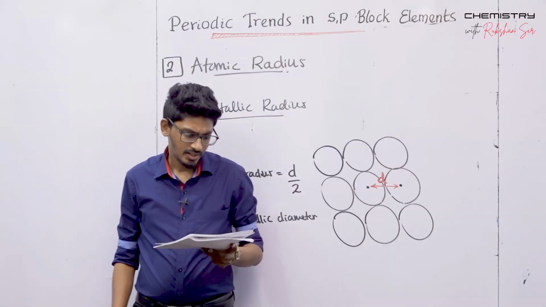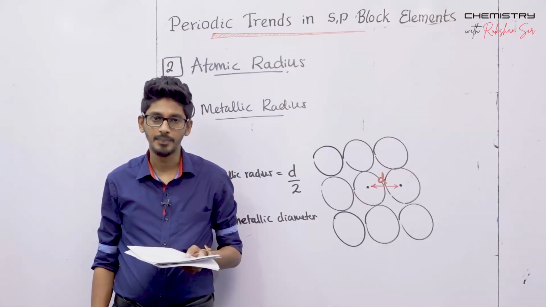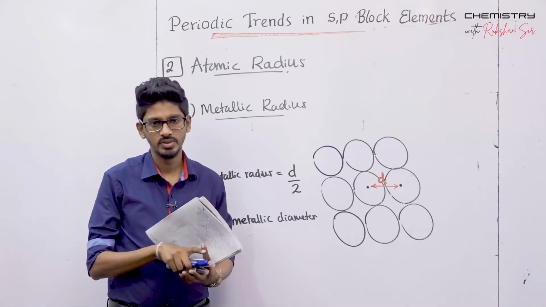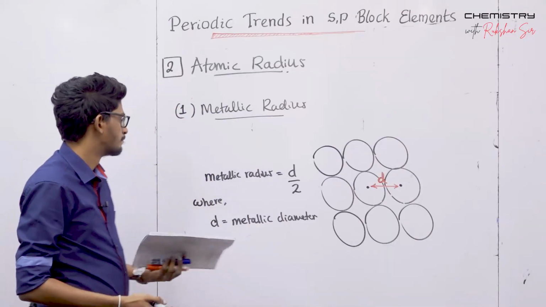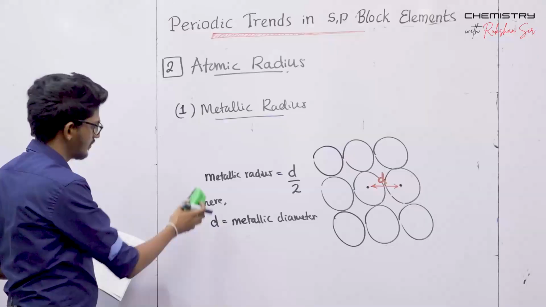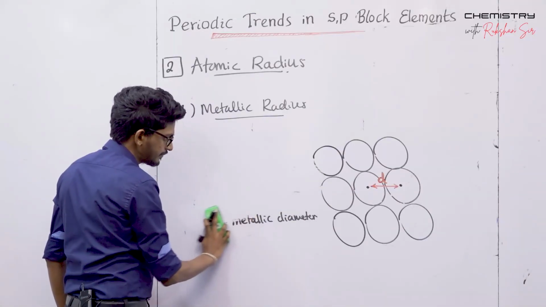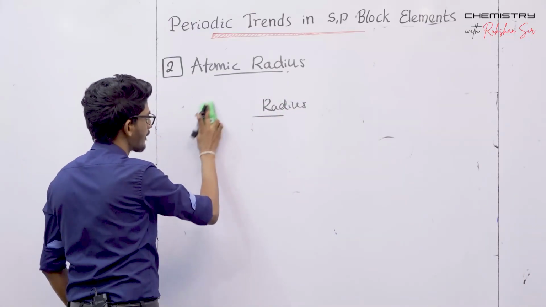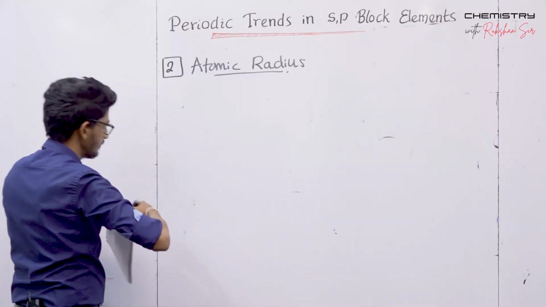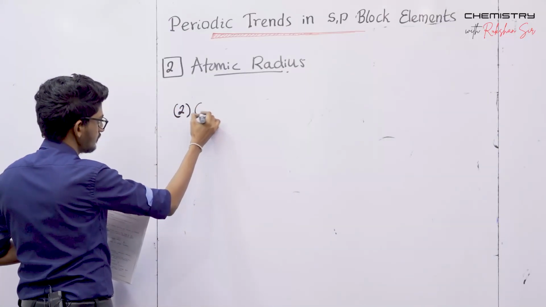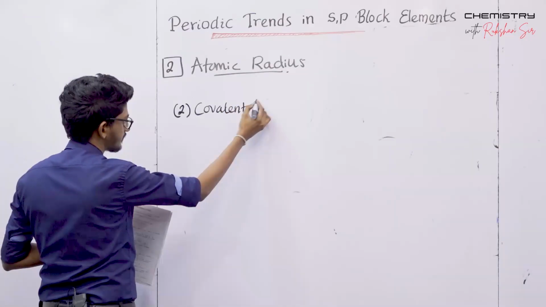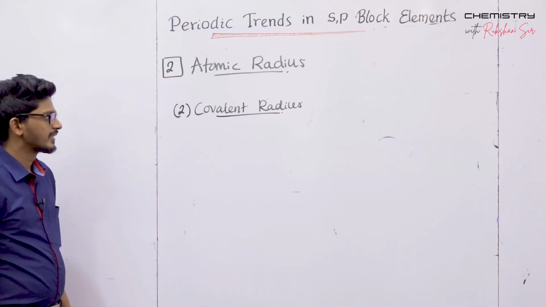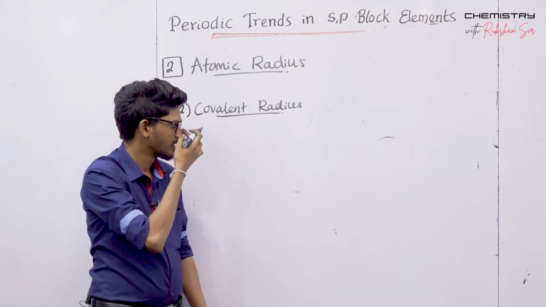Right? Let's come up with the covalent radius. Some simple concepts, just write this stuff, right? Number 2 is about the covalent radius. Actually, covalent radius is also a simple concept. It is like this.